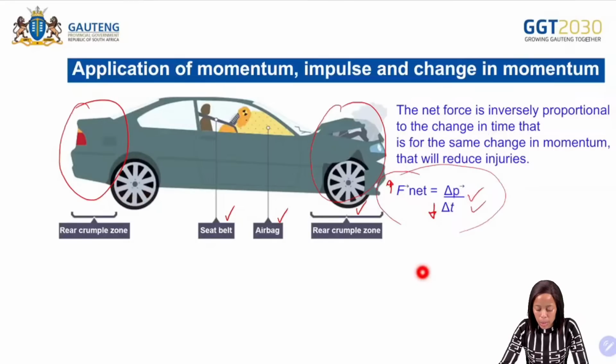So you need to know how to use this formula. You will say that if you increase the net force, the time of contact will decrease, and that is for the same change in momentum. Normally this question in the exam is about 3 or 4 marks. So you need to be able to state the application of momentum, impulse and the change in momentum, and you also need to know how to use this formula to explain the statement.